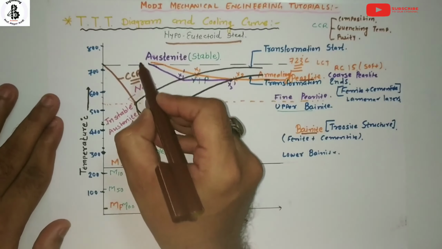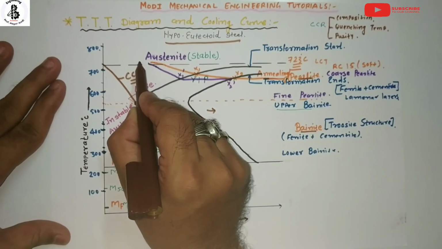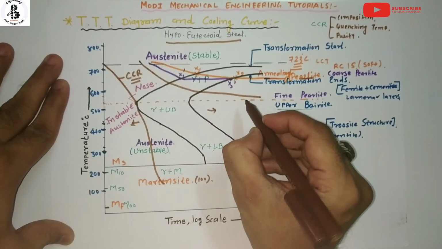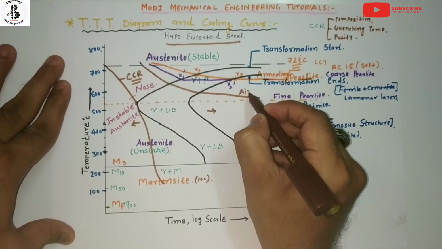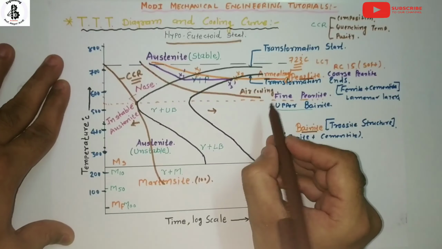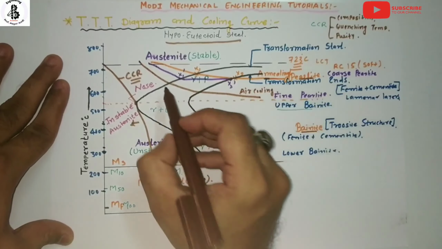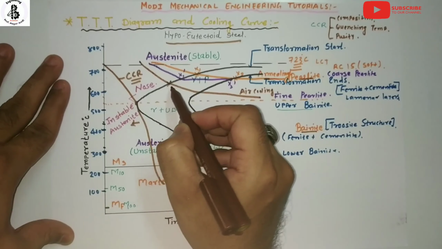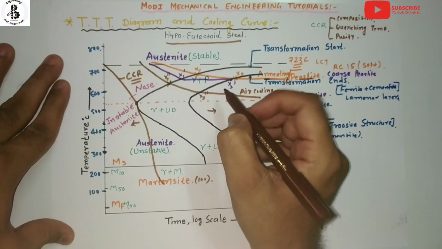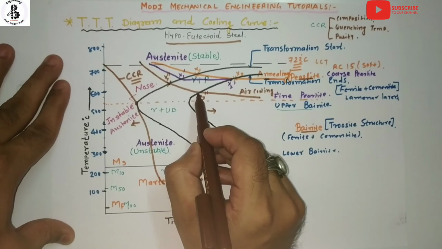Now the third cooling curve is cooling into the air, which is the normalizing process of heat treatment. It will intersect at the x1 double dash to x2 double dash points, which gives a transformation start and transformation end.